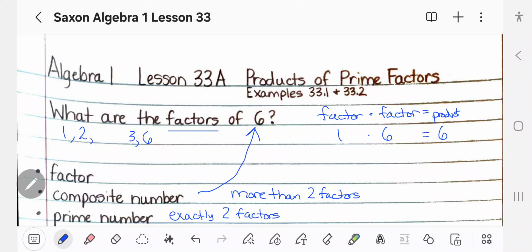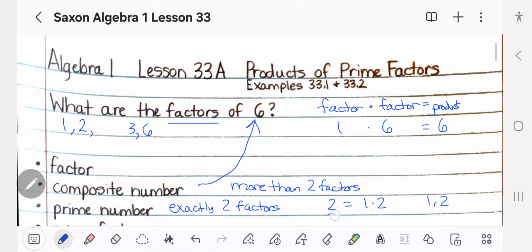So if you think about the number 2, for example, 2 is equal to 1 times 2. It has exactly 2 factors, 1 and 2. You could do 3. 3 is a prime number because 1 times 3, it has exactly 2 factors.